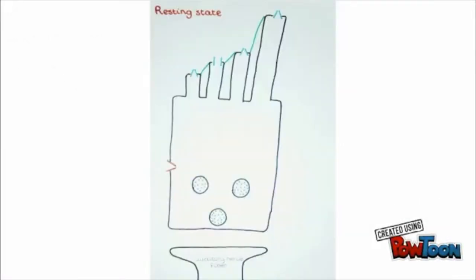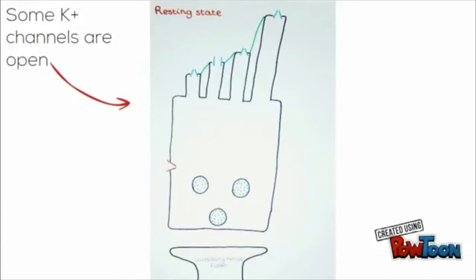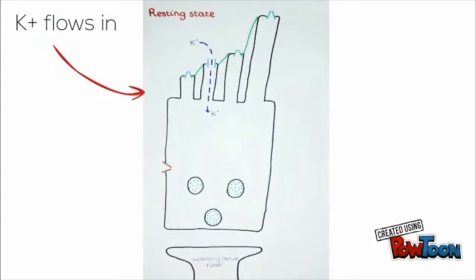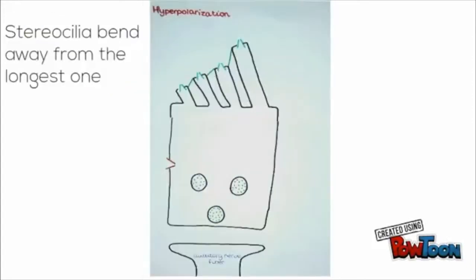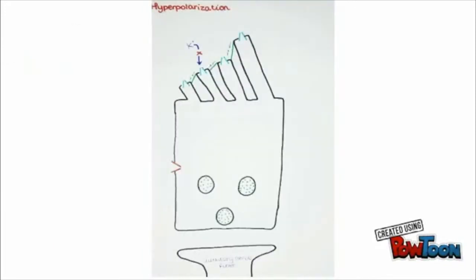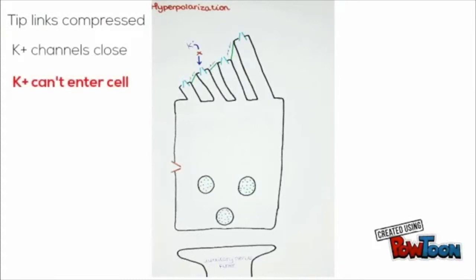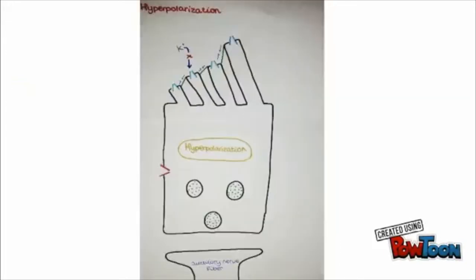In the resting state, some potassium channels at the tips of the stereocilia are open. Through these, some potassium flows in. When the stereocilia bend away from the longest ones, the tip links, which connect the tips of stereocilia, are compressed and the potassium channels close. Potassium can't enter the cell. This hyperpolarizes the cell.